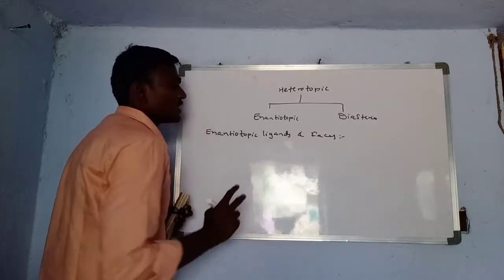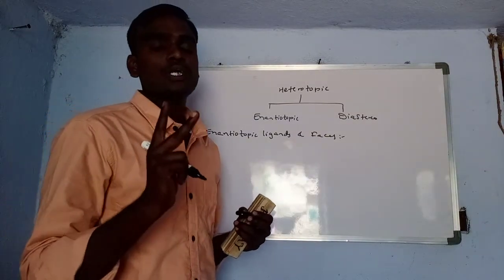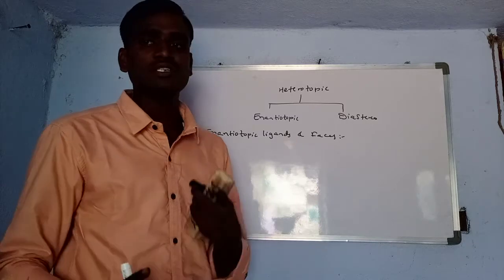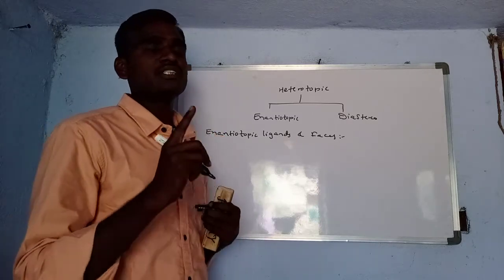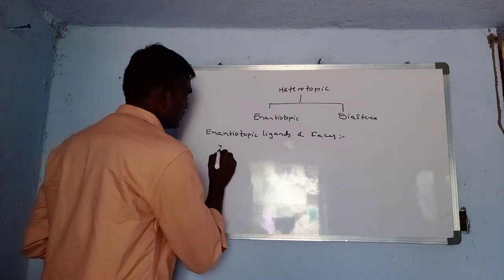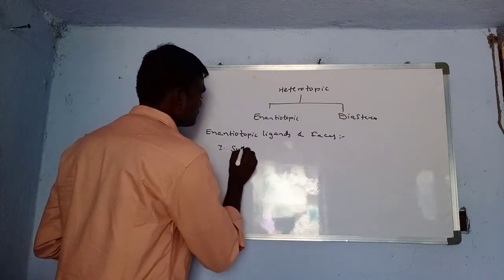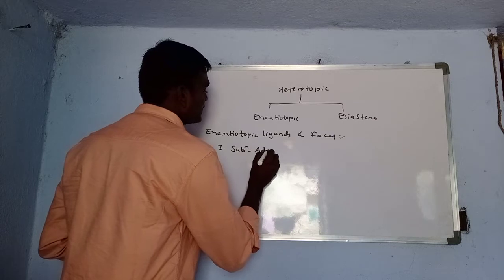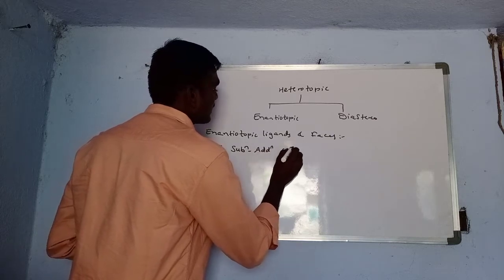Enantiotopic ligands again have two criteria: the first one is the substitution addition criteria, and the next one is the symmetry criteria. Okay, substitution addition criteria.